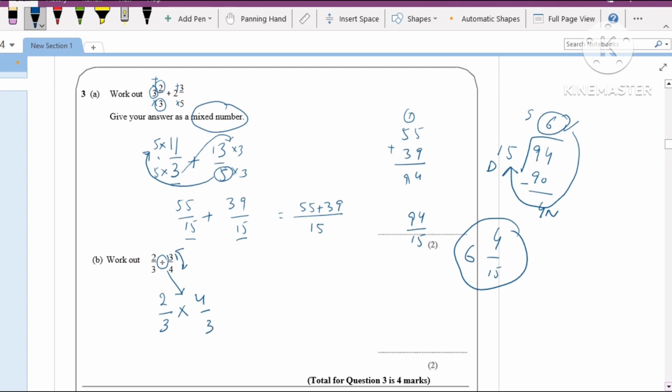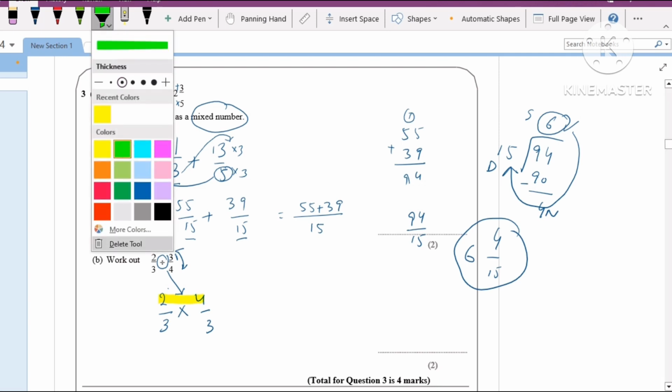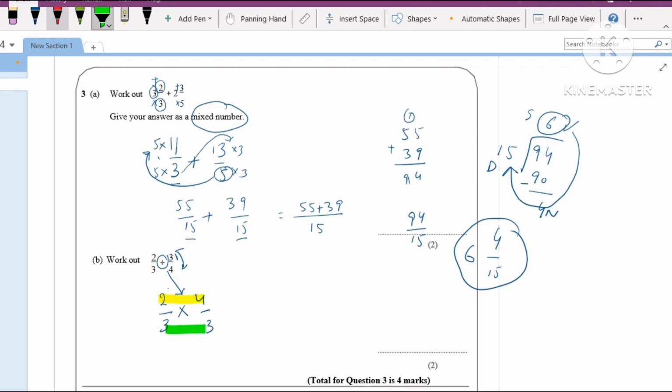Then you will multiply the numerator with numerator and denominator with denominator. So you will have the answer 4 2s are 8 and 3 3s are 9. So 8 is smaller than 9, so you can't write this number as a mixed number. So leave the answer at this point. So this is question number 3.